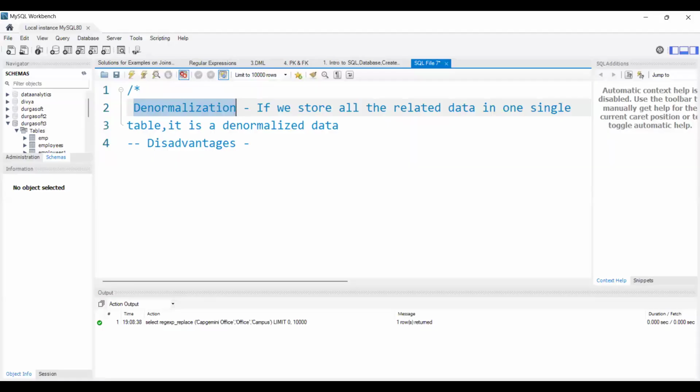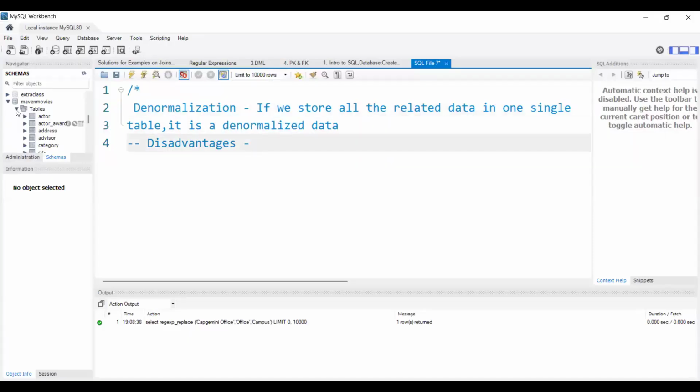Normalization means joins, exactly. Normalization means a way of storing the data in multiple tables at different levels, like in the Maven Movies database we saw, where we have multiple tables. Denormalization is if we store all the related data in one single table; that is called denormalized data.